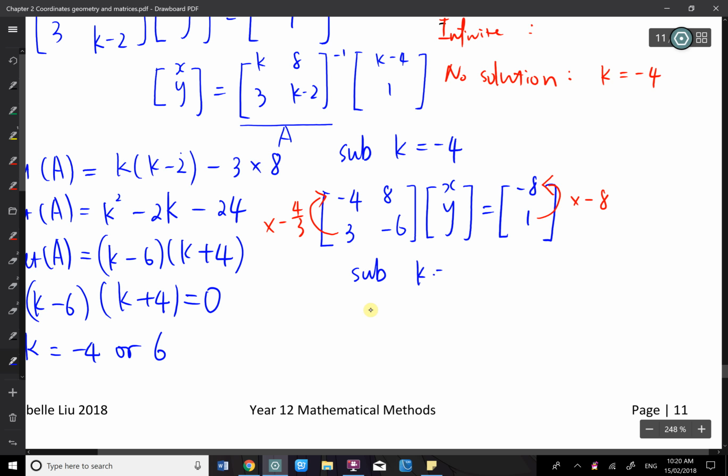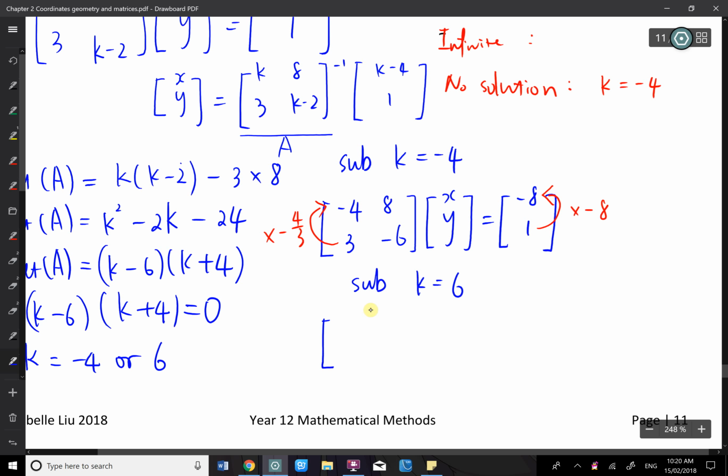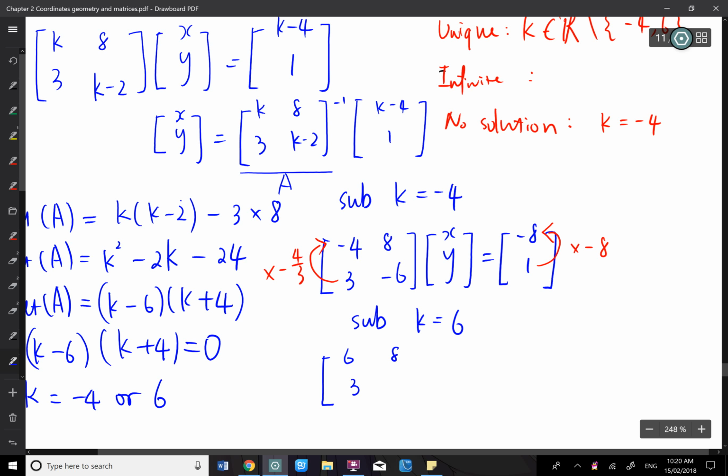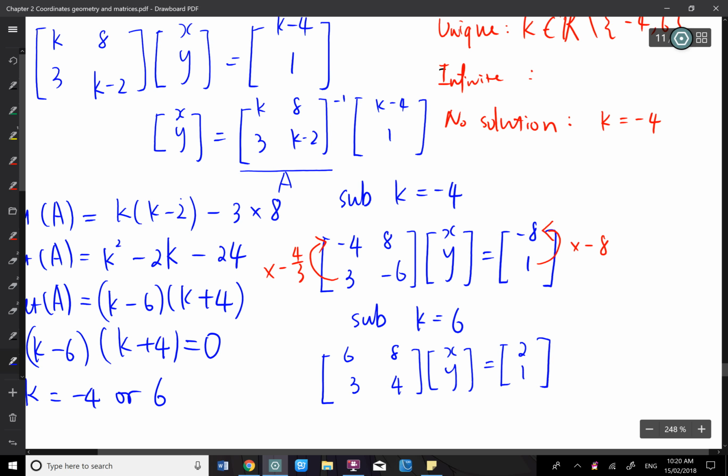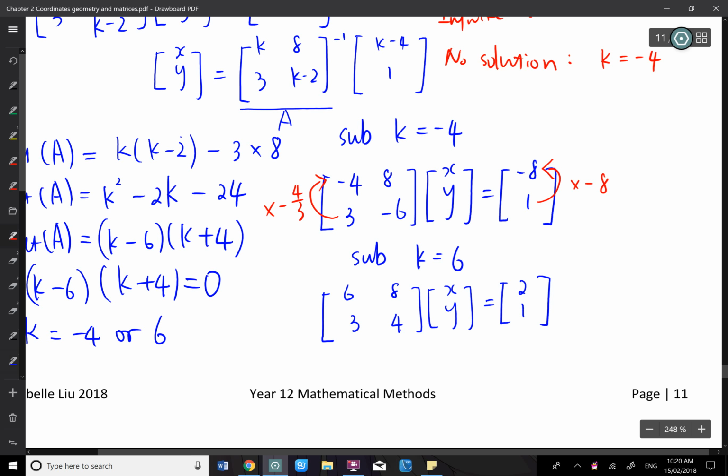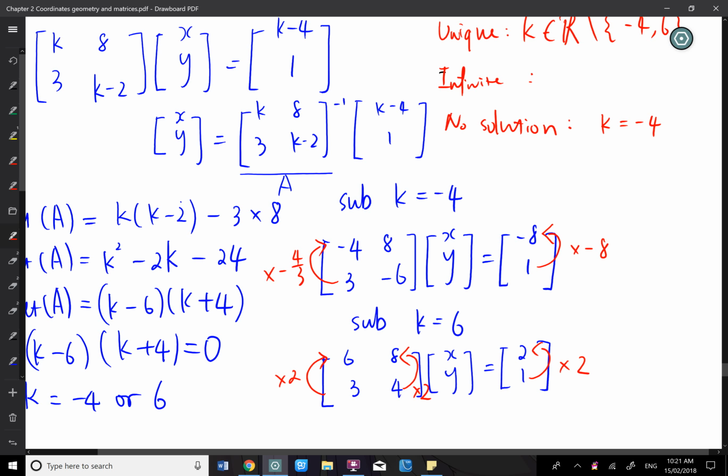If you substitute k equals 6, what's going to happen? 6, 8, 3, 4, times x, y, equals 2 and 1. From bottom to top, times 2, times 2, times 2. They all get multiplied by the same number, which means they are exactly the same line. If they are the same line, you will have infinitely many solutions. So k equals 6 will give you infinitely many solutions.